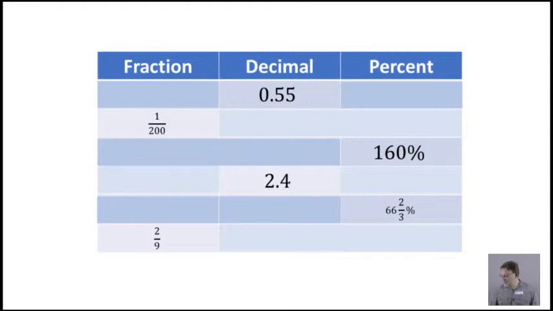Let's start with 0.55. Well, that's pretty straightforward. We can convert that to a percent simply by moving the decimal point 2 spaces to the right. See if you can find some others that are also just as straightforward. In fact, take some time to work on this yourself.